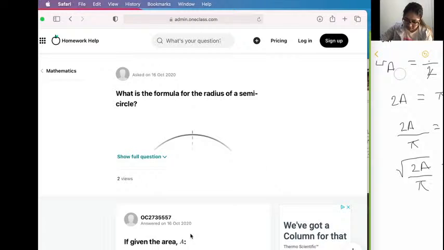Sorry, I don't know why I'm saying semicircle, it's supposed to be semicircle. Okay, so this is how you find the radius from the area of a semicircle.